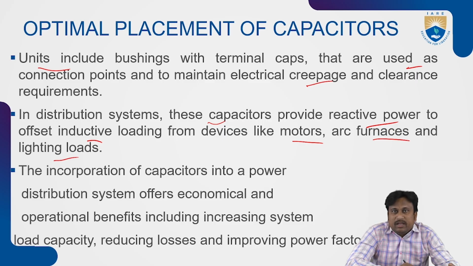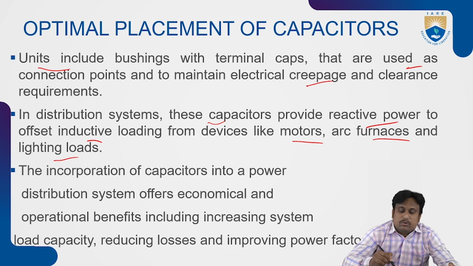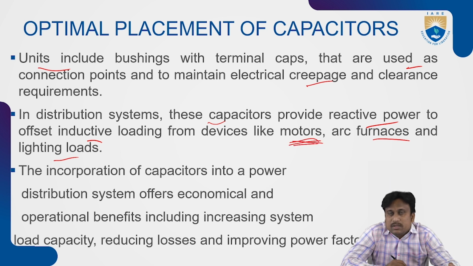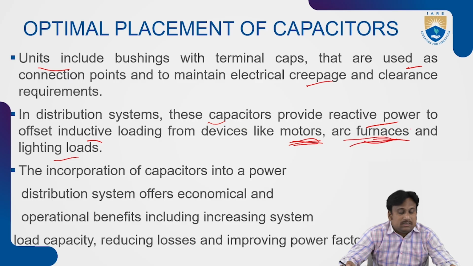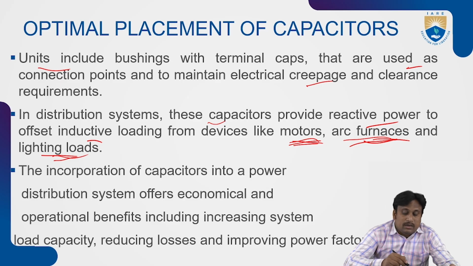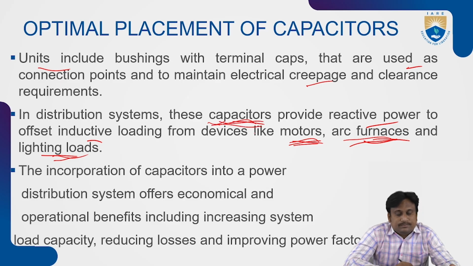They will draw lagging VARs, so we should provide leading VARs to these inductive loads. That is why the capacitors provide reactive voltamps for inductive loads like motors. All motors are inductive in nature, as their windings are inductive. Arc furnaces and lighting loads also exhibit inductive loading. They require large amounts of these leading VARs, leading reactive voltamps. That is why capacitors are required in a bulk range.